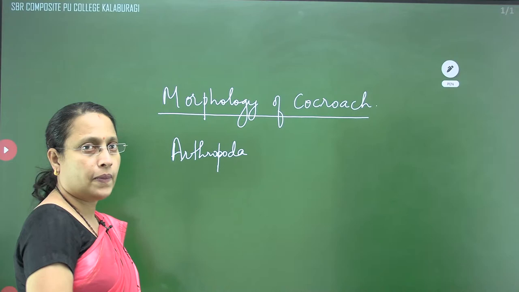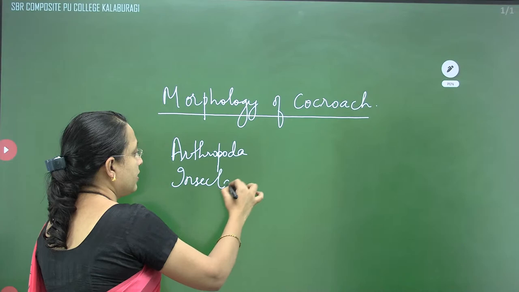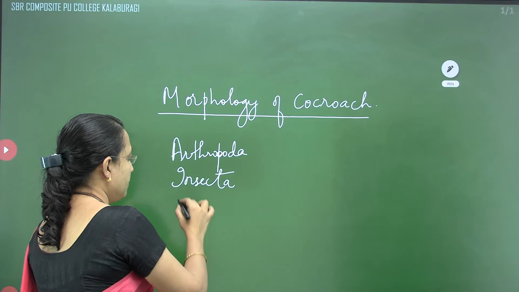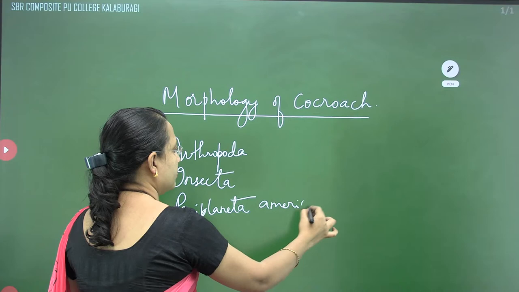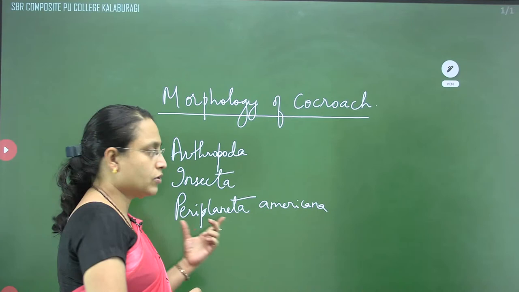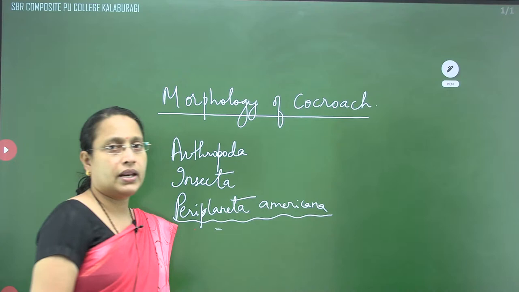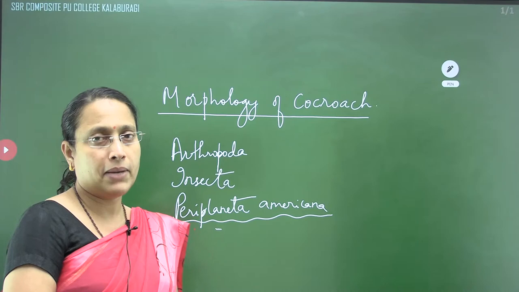It belongs to class Insecta, and the genus name is Periplaneta, where the specific name is Americana. So together the species name will be Periplaneta americana. It belongs to order Dictyoptera and family Blattidae. However, these points are more important.